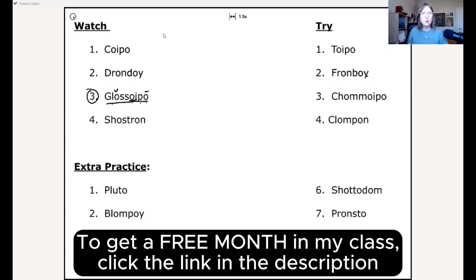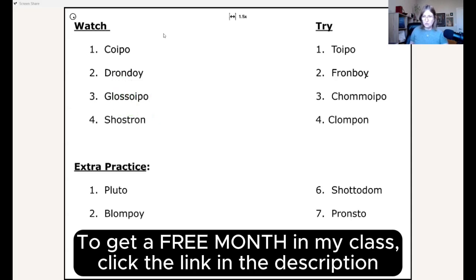Glossoipo. How'd you do on that one, please? Let me know. Yeah, it is a CVVC word. You're right. So Blair is saying you could divide it right here because we have a vowel, consonant, consonant, vowel word. So you could do gloss and then soipo and then put those two together. Glossoipo. All right. Yes, yes, yes. Brilliant. Lots of yeses for how you did on that one.